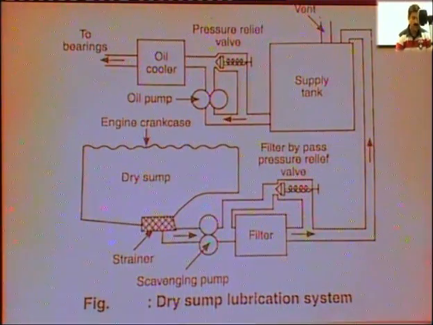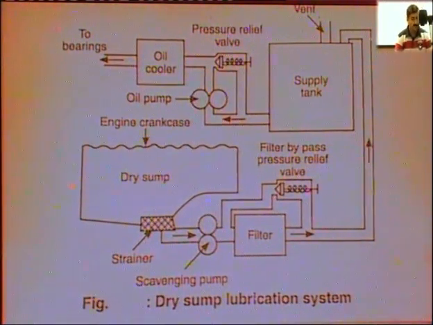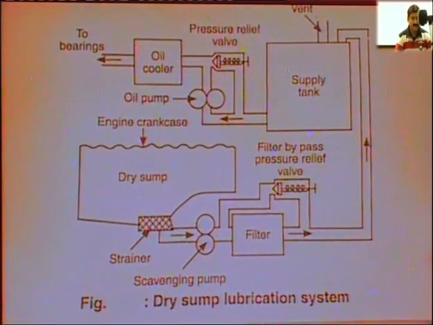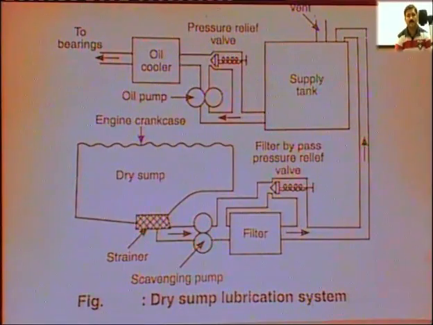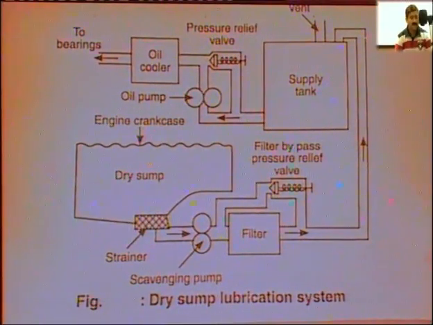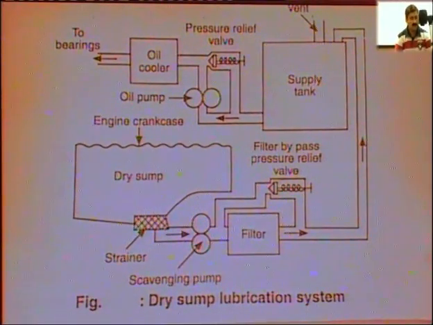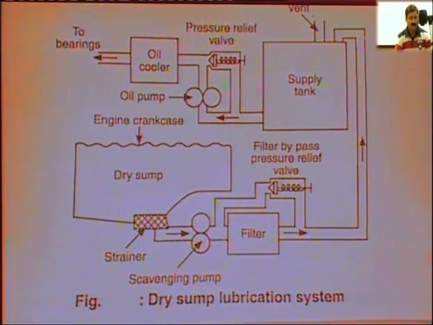Next system of lubrication which we have seen was the dry sump lubrication system. The dry sump lubrication system, as told earlier, is used for aviation lubrication system, because the aeroplanes or the jet engines, they get inclined every now and then, because while taking off and while landing they are at an angle.